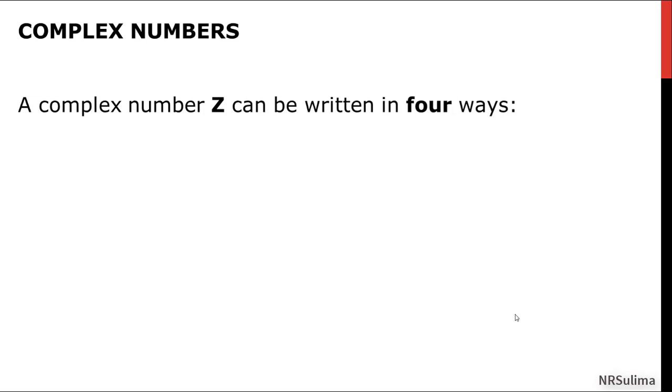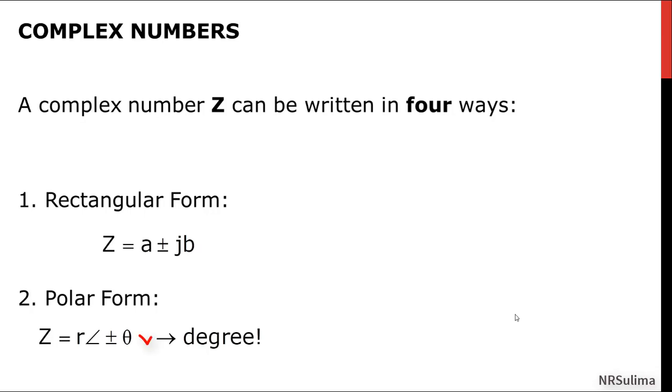A complex number can be written in four ways, and each of these forms has its own application as far as EE problems are concerned. The first one is called the rectangular form. This is the most widely used notation of a complex number, in the form of a plus jb or a plus minus jb, while the second one is called the polar form.